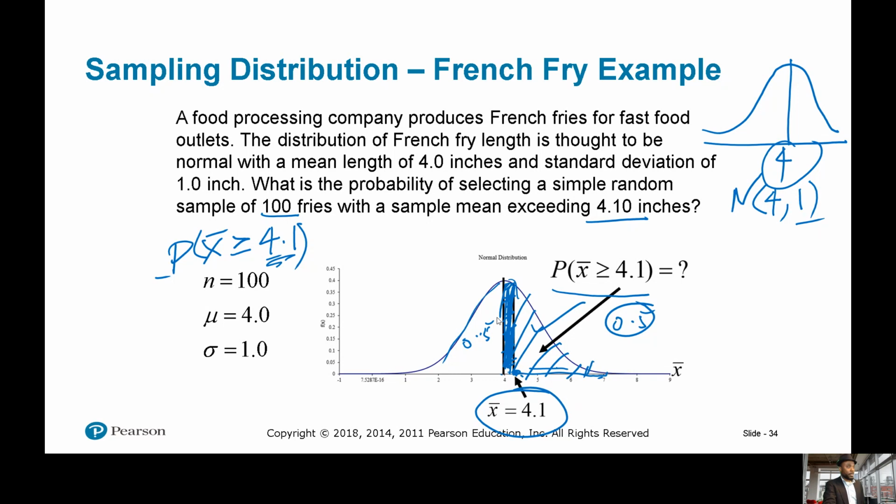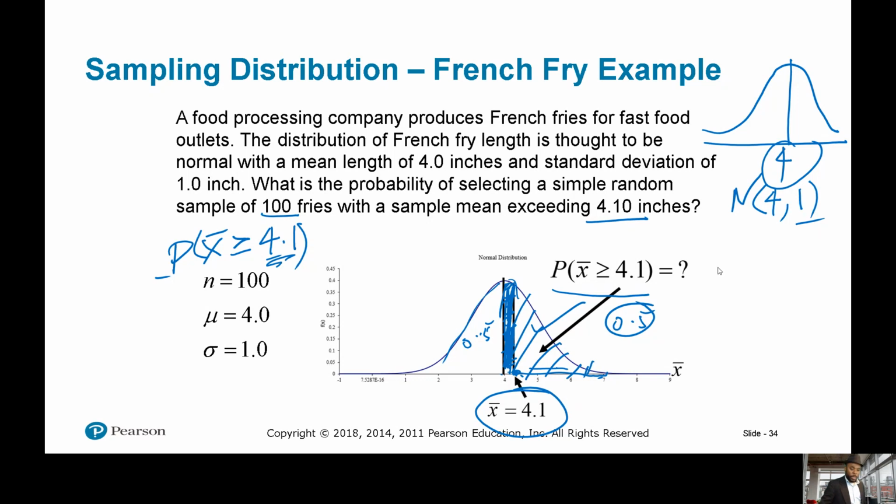Recall the problem we solved. What we are asked to find is the probability that x bar is greater than or equal to 4.1. The first thing we need to do is convert this to its z equivalent. So what's the z-score? For this, we need n, we need mu, and we need sigma.